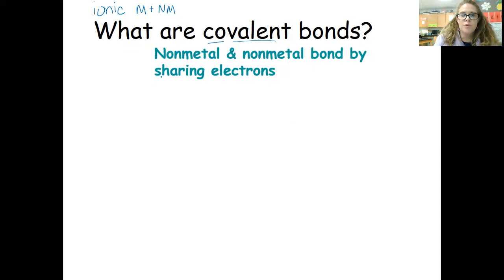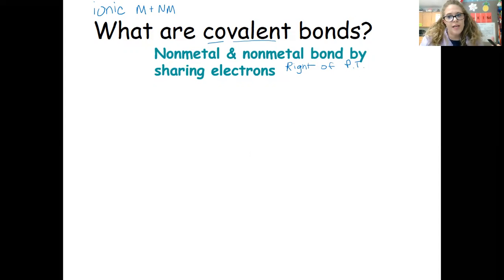In this case, it's between a nonmetal and a nonmetal, which means two things to the right of the staircase, so on the right side of your periodic table. Everything on the right-hand side of the periodic table already has almost 8, right? Starting with carbon and going over, we have 4, 5, 6, 7, 8.